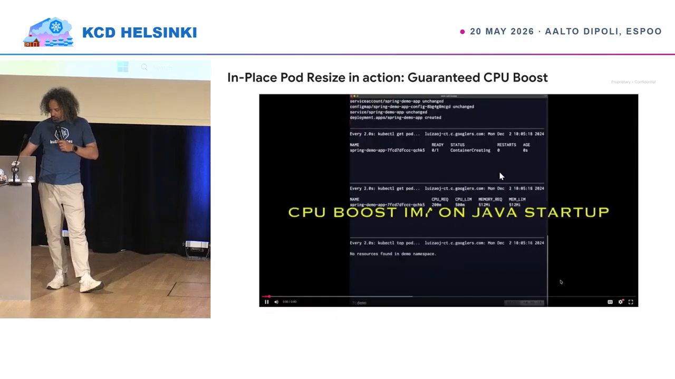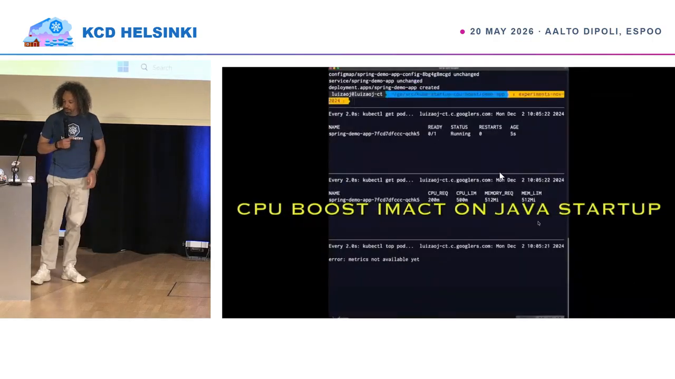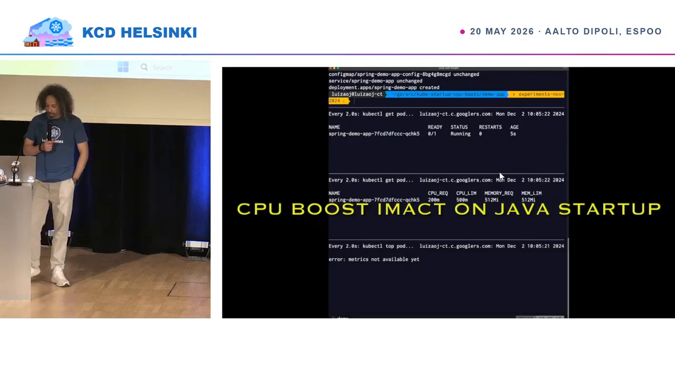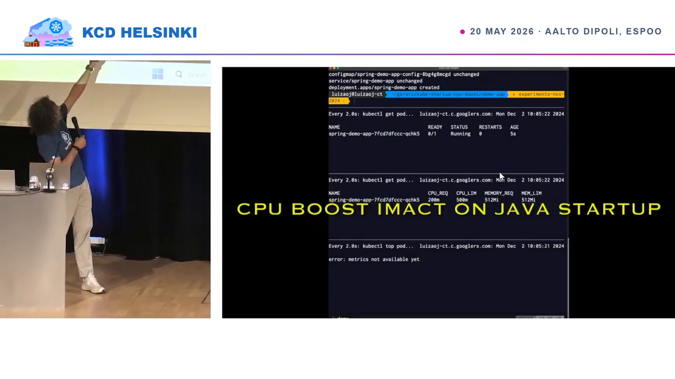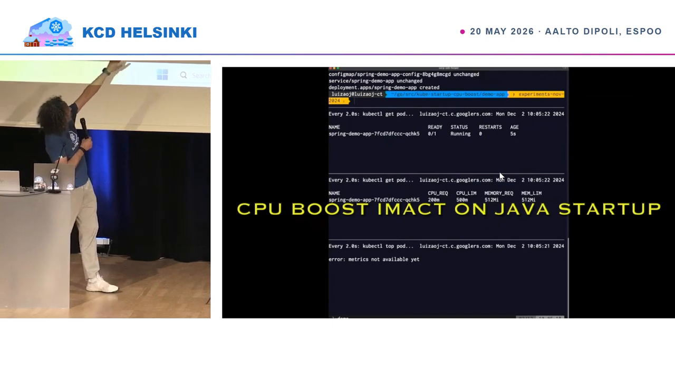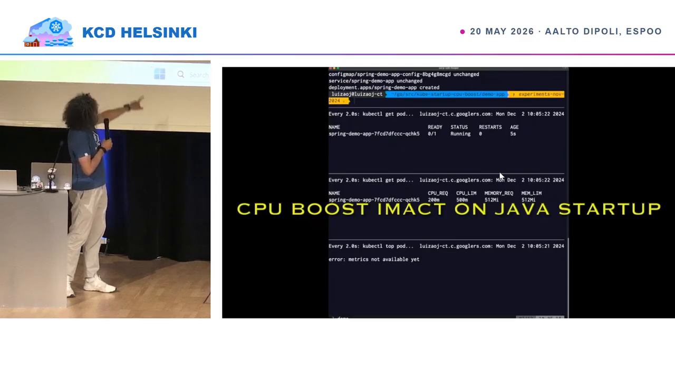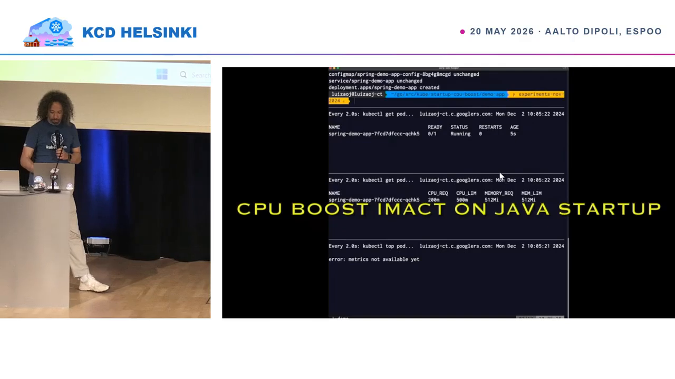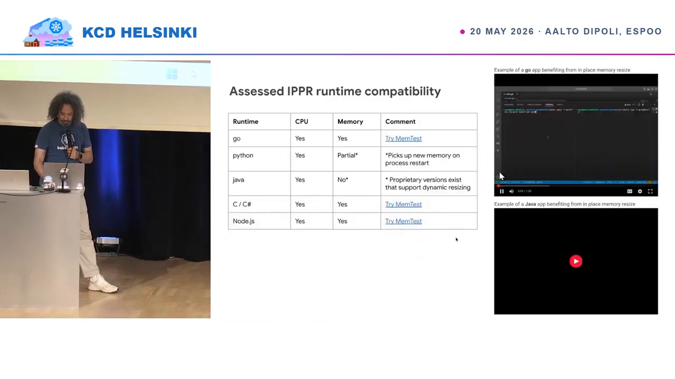So here is an example. What you are seeing is, on the top, I have a shell environment where I'm deploying an app. Second window, I have my Spring Boot demo app running. The third window, just pay attention to resource CPU requests, CPU limits, memory requests, memory limits. And then the bottom is just logs. You can ignore it.